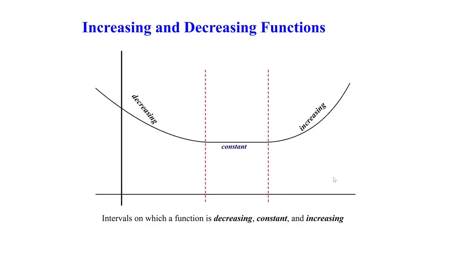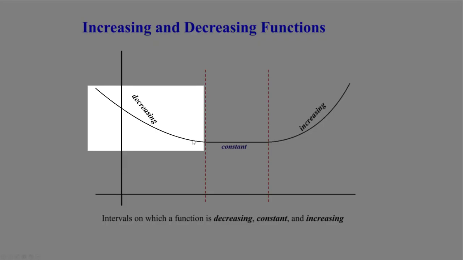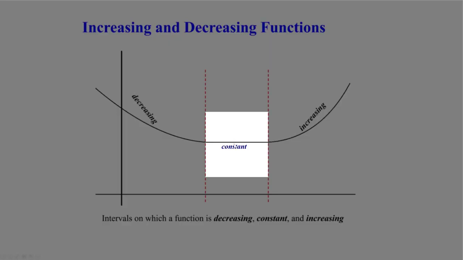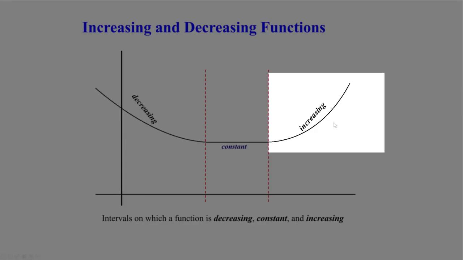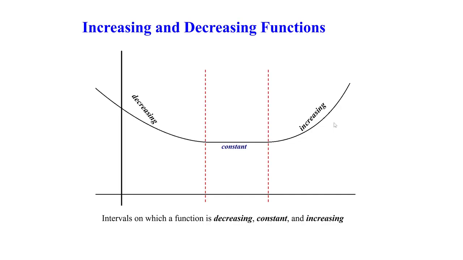So here's an example. What does this look like graphically? So we have three intervals. The first interval is here. The second interval is in the middle. The third interval is the rightmost interval. And we see f is decreasing, it's dropping on this first interval, constant on the middle interval, and increasing on the right-hand interval. Graphical representation.